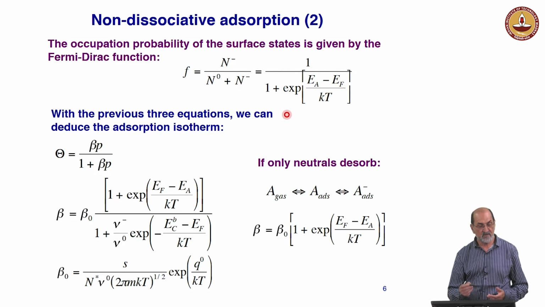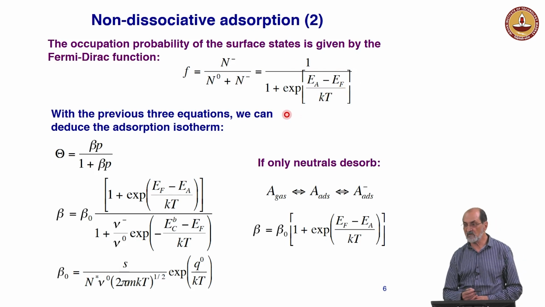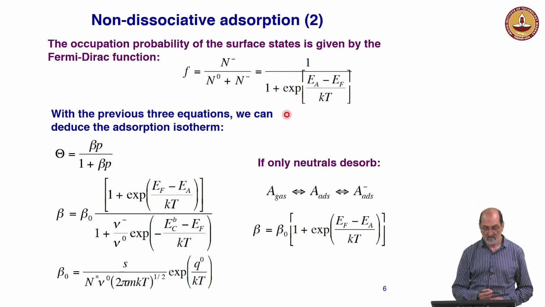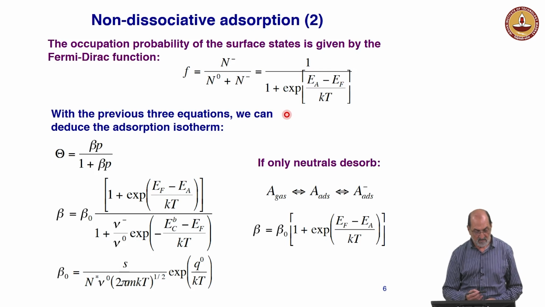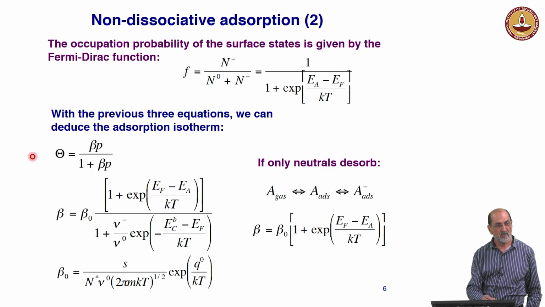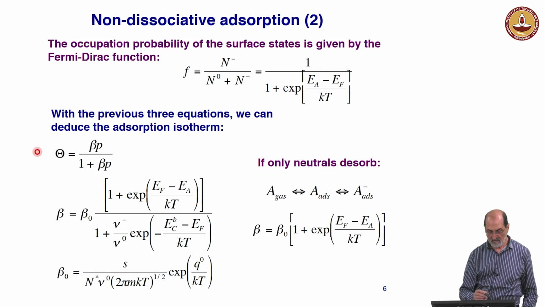It is going to be just a factor given by the Fermi-Dirac distribution. Well, with the previous three equations, we can put them together and deduce the absorption isotherm. The isotherm is taken at room temperature. What is the coverage as a function of pressure? You have to deduce that. This is the Langmuir absorption. Langmuir, that's what chemists call it, after Irving Langmuir, right?